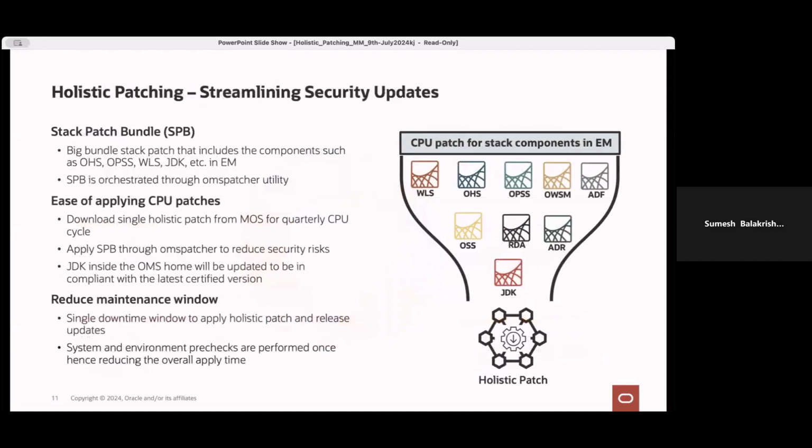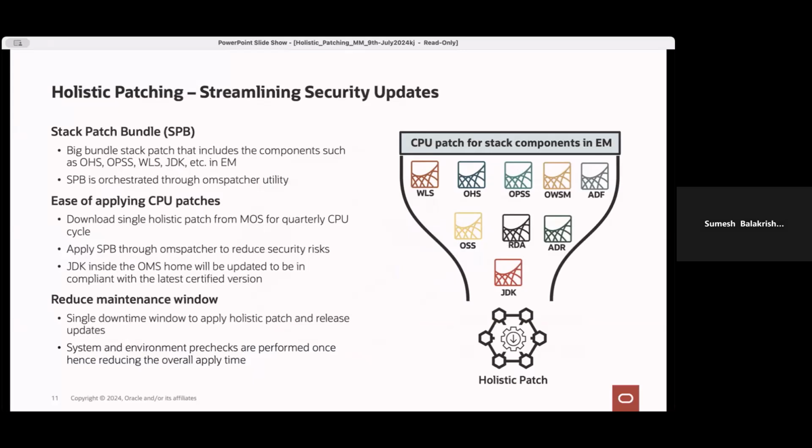So holistic patching, what does it mean, and how will it help you streamline your security updates? Holistic patching, facilitated by the Stack Patch Bundle, which we call SPB, offers a comprehensive solution for efficiently managing security updates for Enterprise Manager and its components. SPB consolidates critical components in Enterprise Manager, such as OHS, OPSS, WebLogic, JDK, etc., which will help you streamline the patching process through the OMS Patcher utility.